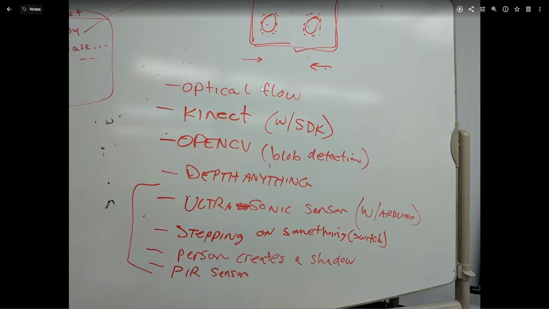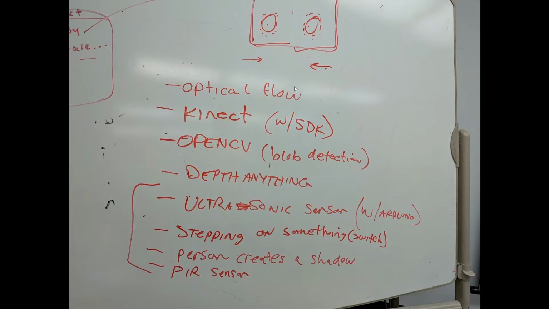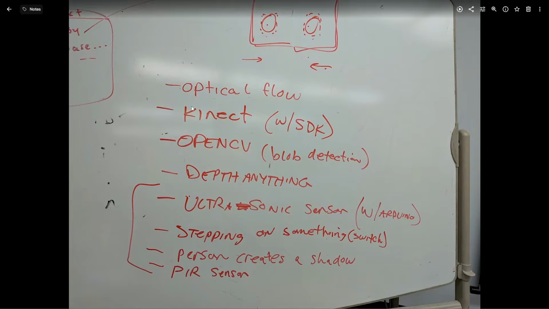It uses your regular web camera and can detect movement because it's basically looking at the previous frame and the current frame and seeing what's changed in between them. So it doesn't require any special hardware.